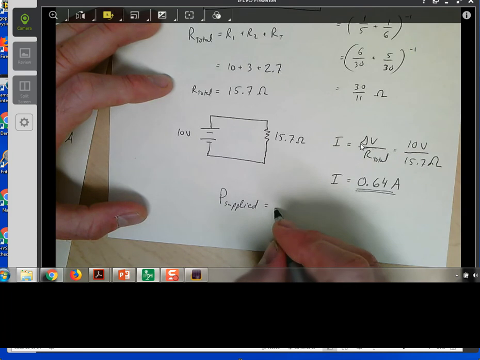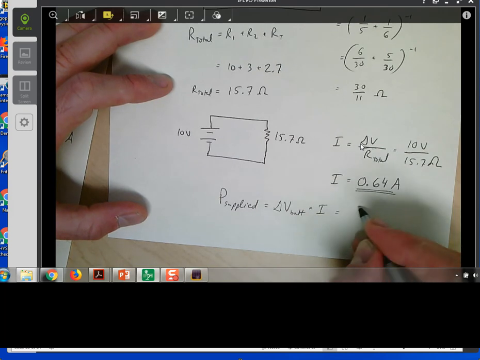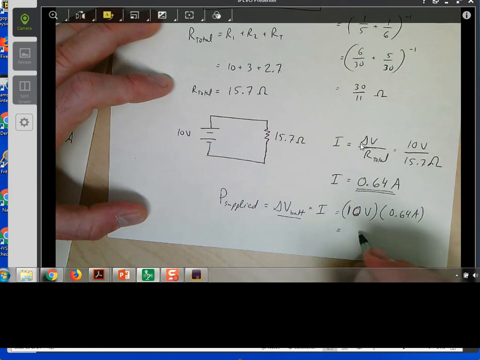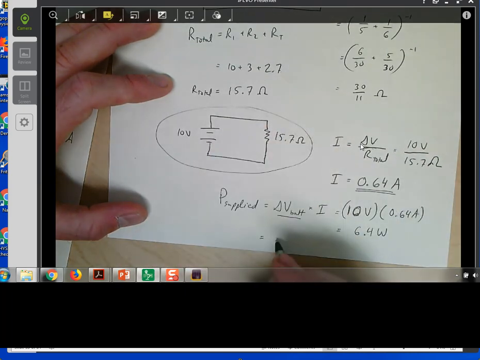Another way you can do this, so this would be delta V of the battery multiplied by the total current. Here, I'll just write it out for clarity's sake. 10 volts is our battery voltage, and I is 0.64 amps. So you can see that putting those together gives you 6.4 watts. Another way of writing that would be to look at this equivalent circuit here and say, well, I know I could also write it as I squared R.